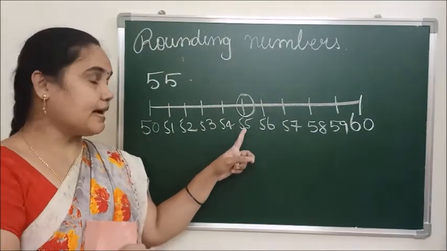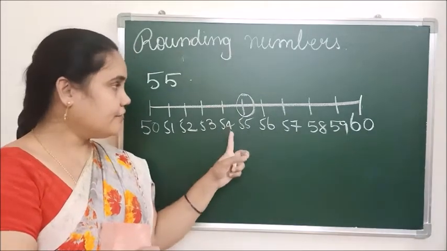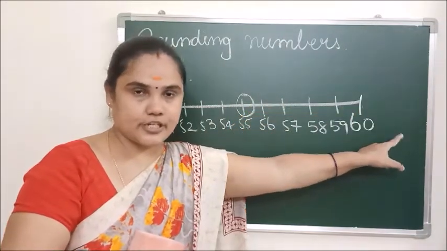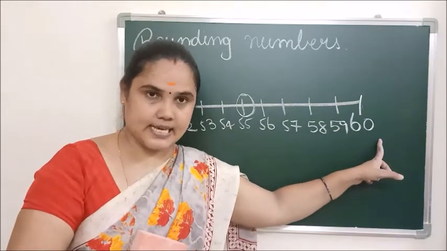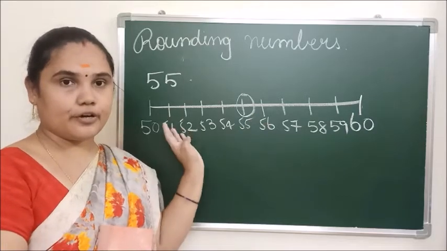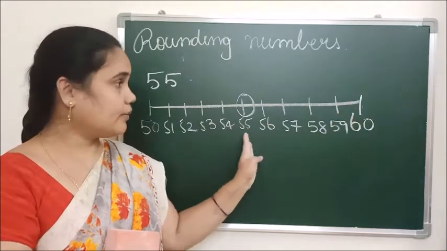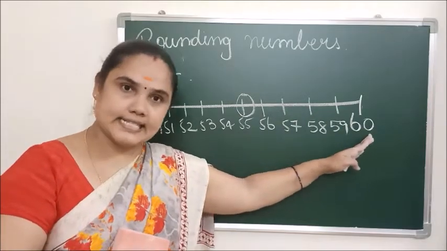Okay, it is the middle number, children. If we get the middle number, we round off to the next 10, not to 50. We round off to 60. Okay, we don't round off to the before 10. We will round off to the next 10, children. Okay, what is the next 10? 60. So, 55 is nearest to 60.